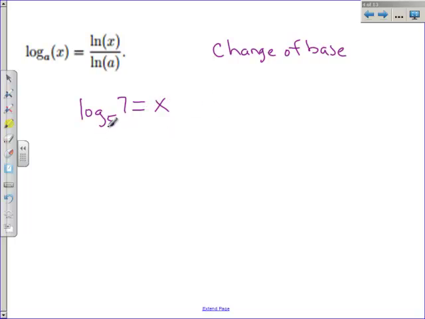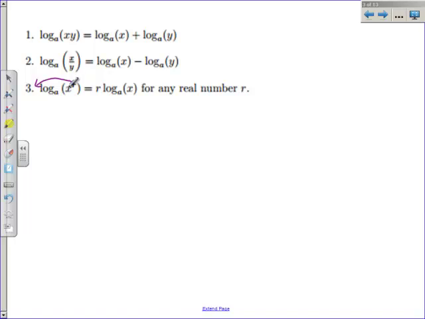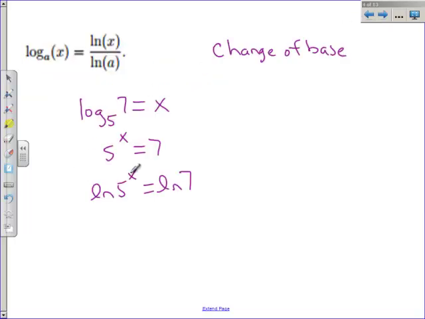So the way we do this is we go ahead and convert this into an exponential, and then we're going to take the natural log of both sides. Natural log of 5 to the x equals the natural log of 7. Then I'm going to take that third property from the previous page, which says that if you have an exponent, you can bring that down. So this x is that exponent, and I'm going to bring that x down in front, and then I'm going to solve this for x. So I'm going to divide both sides by the natural log of 5.